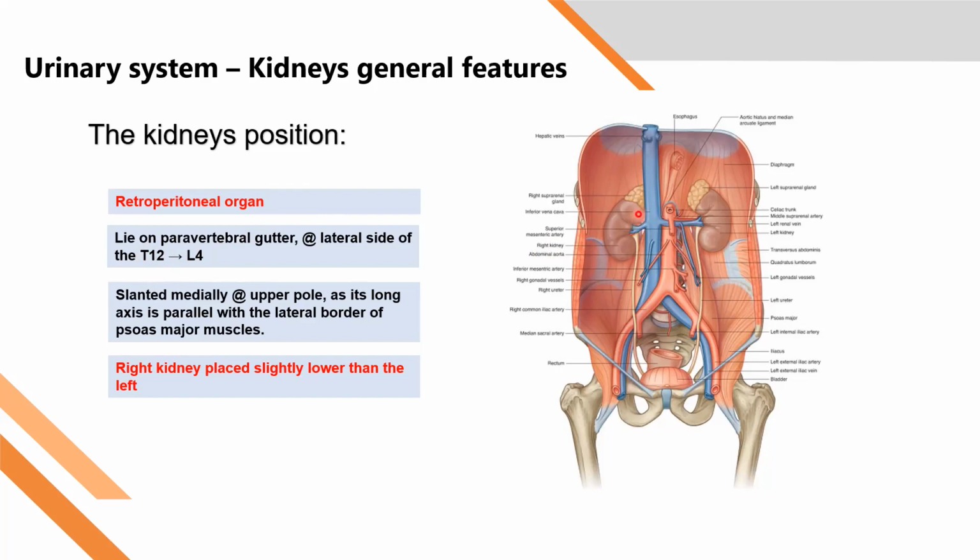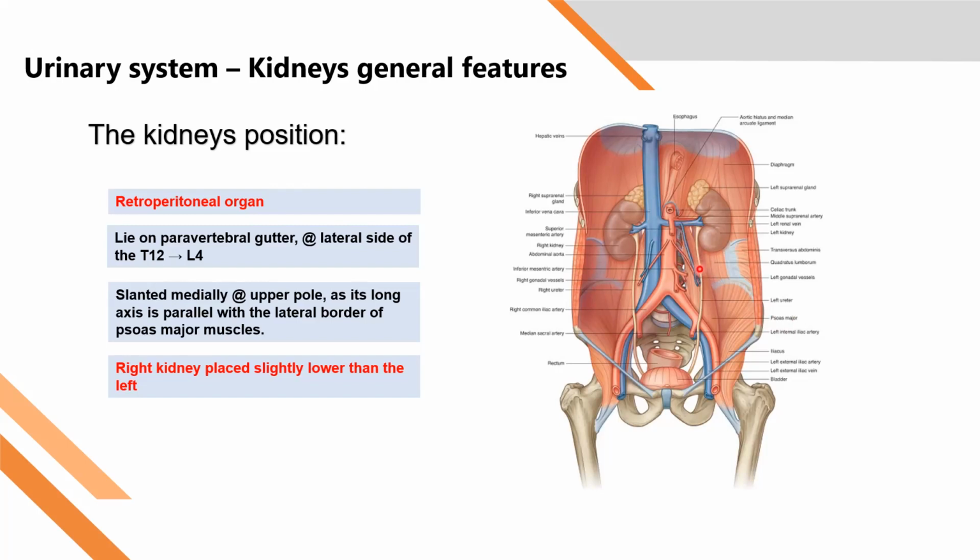Each kidney is slanted medially. You can see that the kidney is a little bit slanted medially at its upper pole, as its long axis is parallel with the lateral border of the psoas major muscle. You can see this is the psoas major muscle.